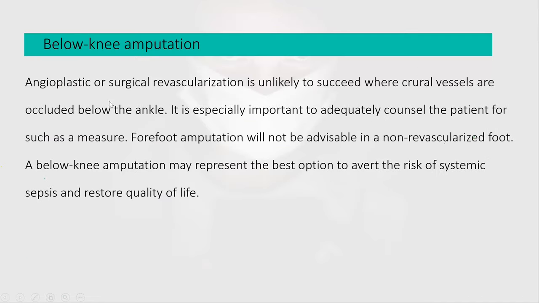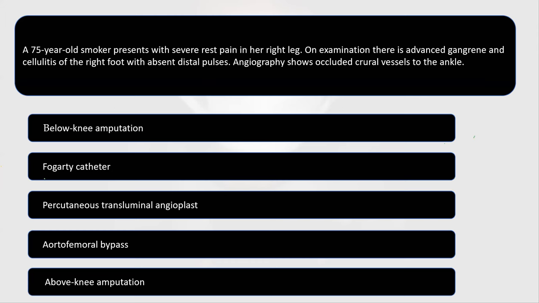So angioplastic or surgical revascularization is unlikely to succeed where crural vessels are occluded below the ankle. It is especially important to adequately counsel the patient for such a measure. Forefoot amputation will not be advisable in a non-revascularized foot. So a below knee amputation may represent the best option to avert the risk of systemic sepsis and restore quality of life.